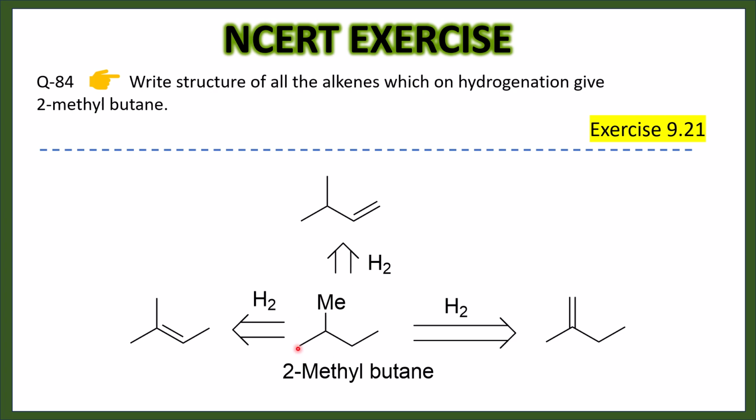This is methyl, this is methyl. So either double bond gives the one isomer. Hydrogenation of this one gives this. Here this internal double bond also gives this one. This alkene gives this, and this butene with the terminal double bond also gives this one on hydrogenation. So there are three possible alkenes that give 2-methylbutane.